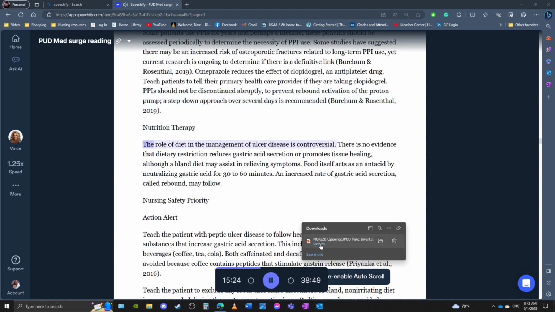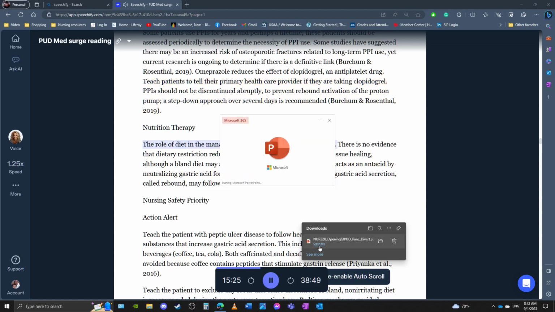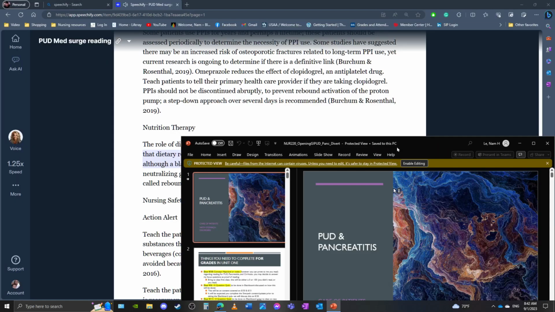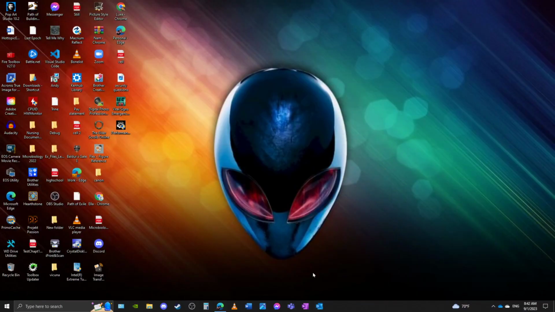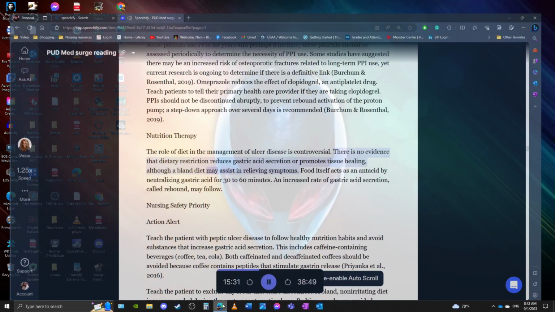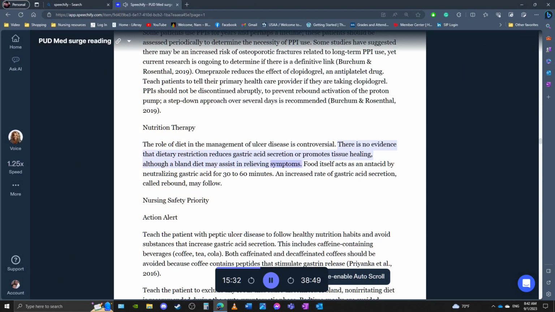Nutrition therapy. The role of diet in the management of ulcer disease is controversial. There is no evidence that dietary restriction reduces gastric acid secretion or promotes tissue healing, although a bland diet may assist in relieving symptoms. Food itself acts as an antacid by neutralizing gastric acid for 30 to 60 minutes. An increased rate of gastric acid secretion, called rebound, may follow.